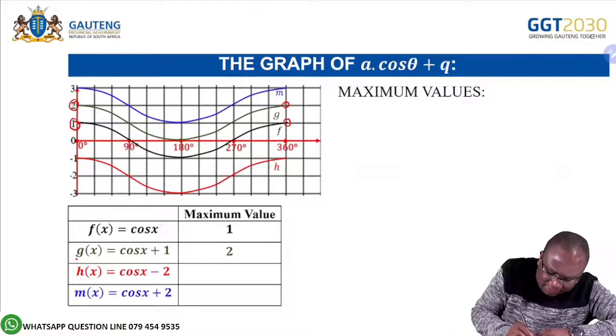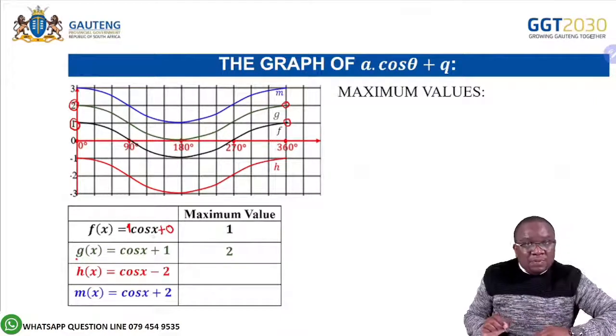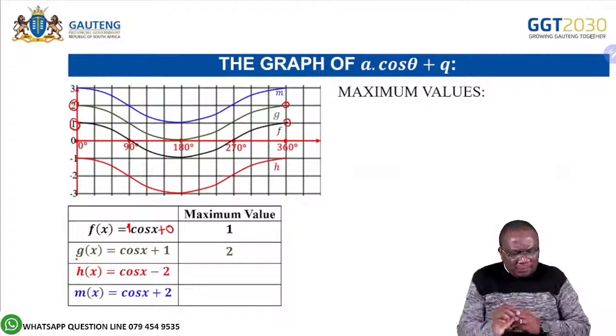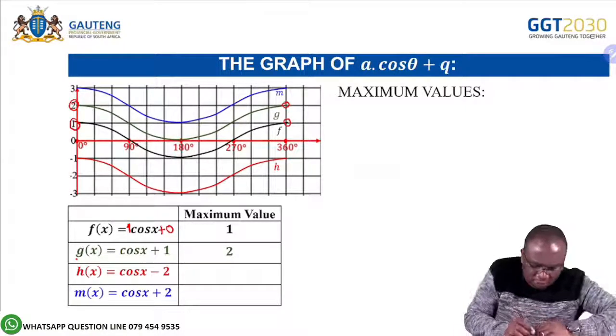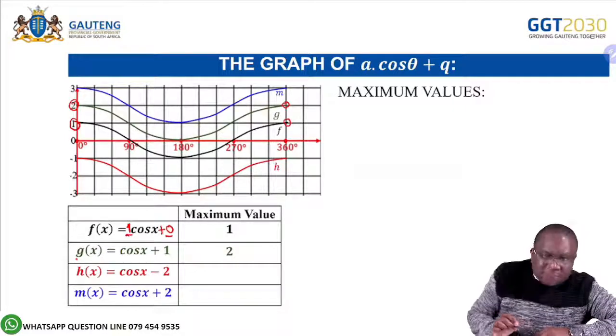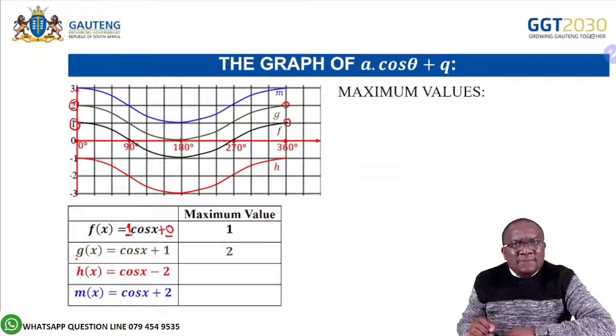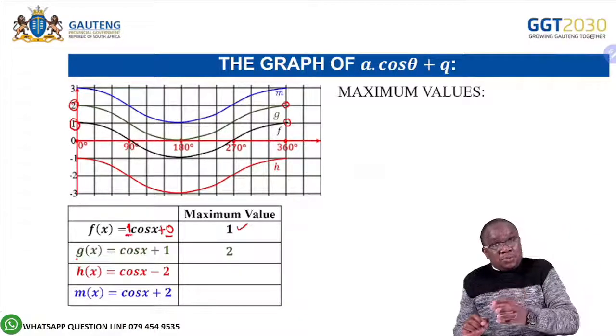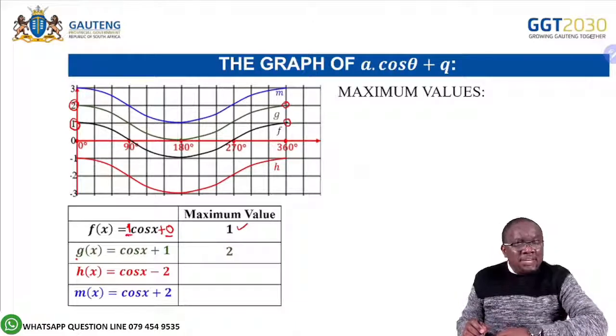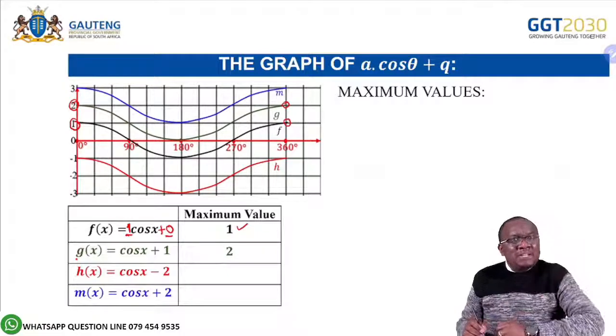Right, remember here, the value of a is 1, and then the value of q is 0, isn't it? Right. Now, can we get the maximum value from our value of a and value of q? Is it possible? Okay, let's see. If you say 1 plus 0, what do you get? You're getting 1. Do you see that? So a plus q will give us our maximum value.